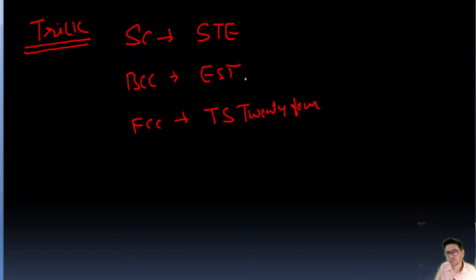So this means for SC, STE gives the number of first nearest neighbors, S means 6, T means 12, E means 8. So this means 6, 12, 8. For BCC, EST means 8, 6 and 12. And for FCC, TS24 means T is 12, S is 6 and 24.